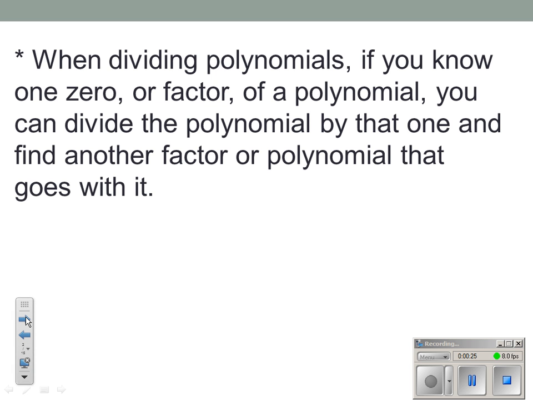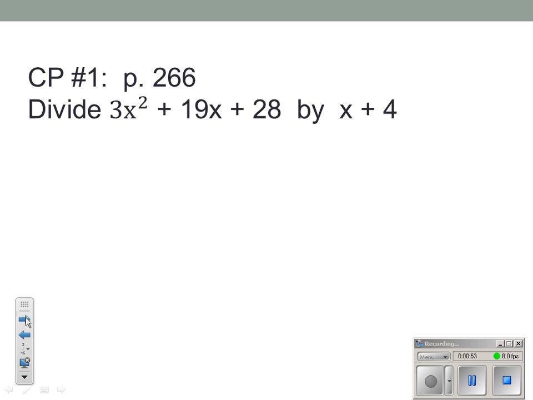When you divide polynomials, and you know a zero or a factor, you can divide the polynomial by that one factor and find another factor or polynomial that goes with it. Just like when you're dividing with regular numbers, if you divide a number by a digit, that digit times your answer gives you the number that was underneath your division box. So we're going to be taking a look at that concept today with polynomials rather than plain figures like long division with numerals.